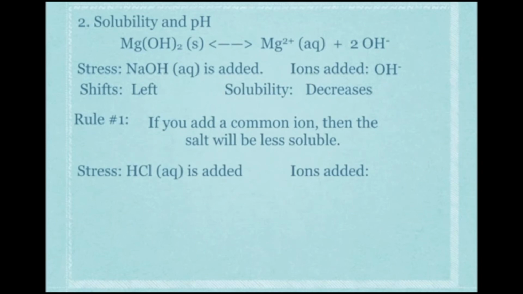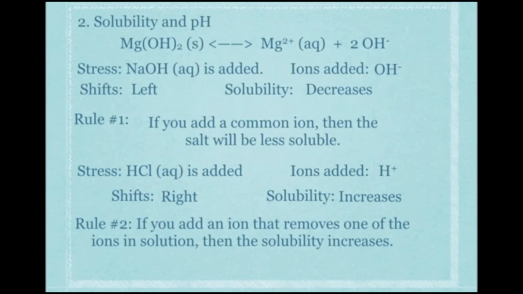Well, what if I don't add a common ion? What if instead I add hydrochloric acid, for example? Well, that isn't an ion in that dissociation reaction. However, what you should notice is that I'm adding H+. Well, H+ is going to react with hydroxide, which we learned in this unit, and it's going to form water, which means the concentration of hydroxide ions is going to decrease, which means you're going to have a shift to the right. And if you shift to the right, that means your solubility is going to increase.